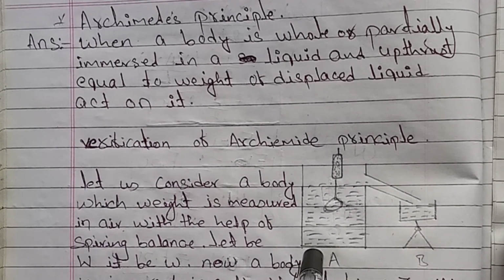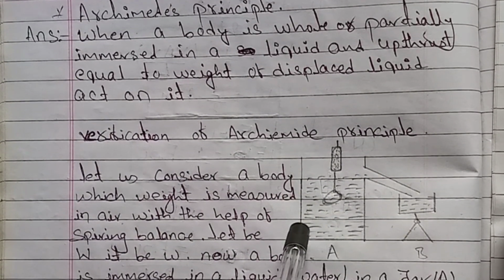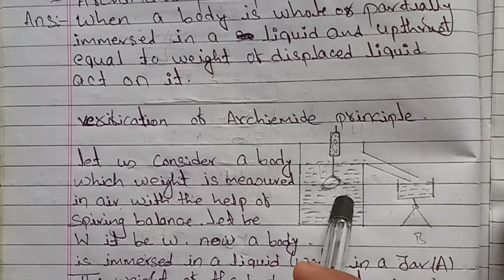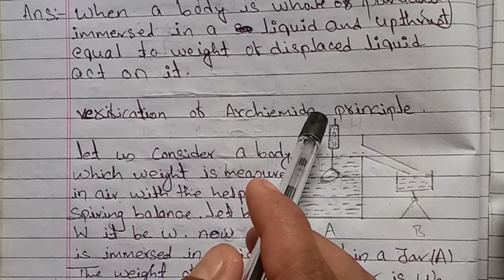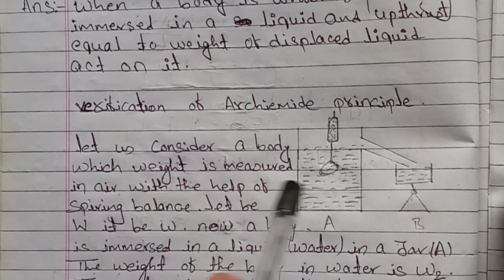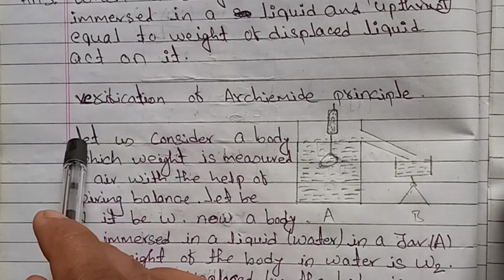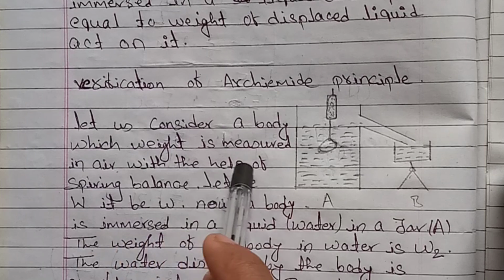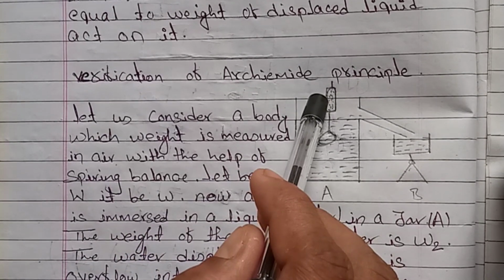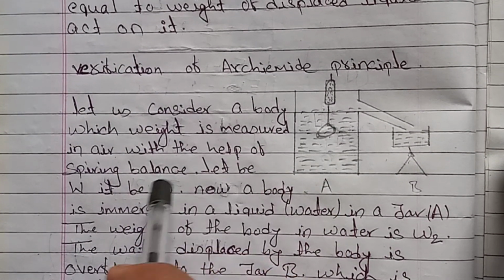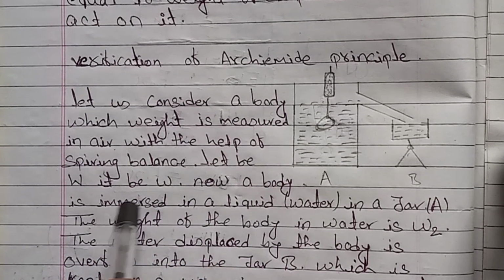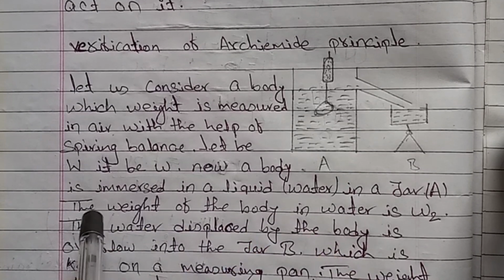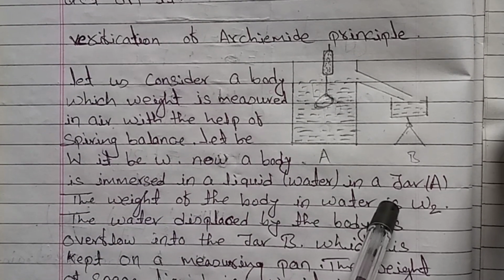Figure of Archimedes principle. So this is jar A and this is jar B. This is the liquid or water, this is the stone, this is the spring balance. Let us consider a body whose weight is measured in air with the help of a spring balance. So this is the stone, and let its weight be W1. Now the body is immersed in liquid or water in jar A, so the weight of the body in water is W2.